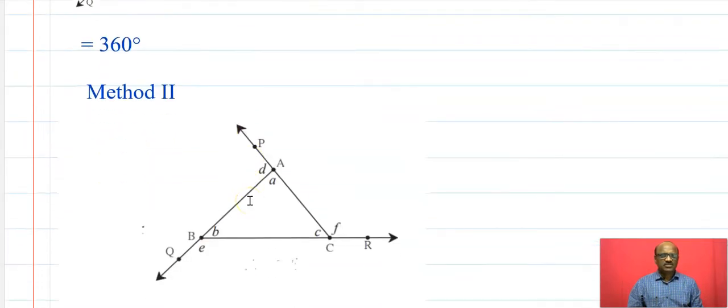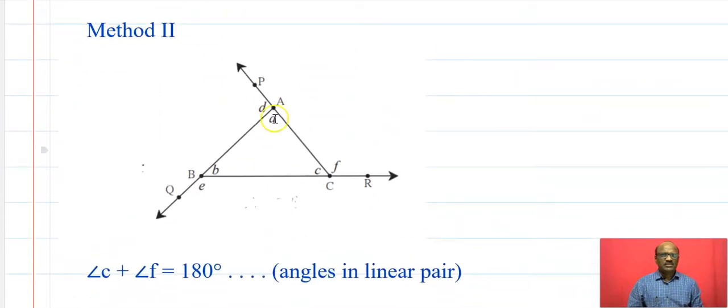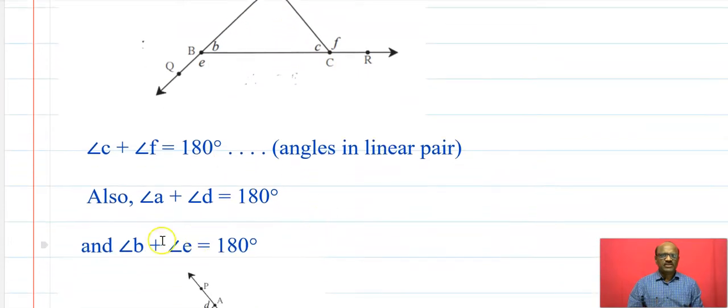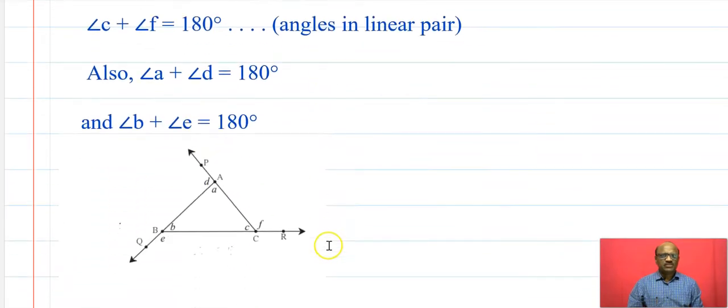This is method number 1. What about the second method? Now see this triangle ABC. Angle F, angle D, angle E are the exterior angles, and the angles A, B, C are the interior angles. Now see here. Measure of angle C plus F is equal to 180. Next, A plus D is equal to 180. B plus E is equal to 180.